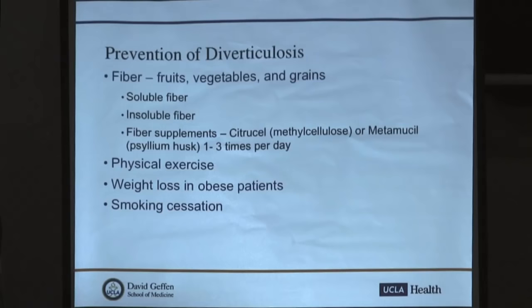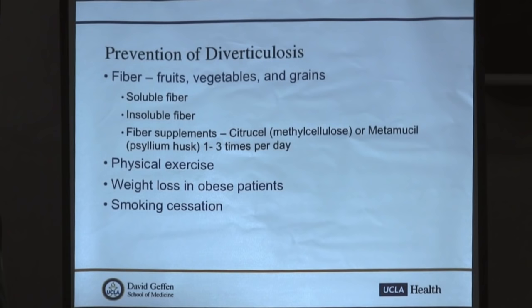So prevention of diverticulosis, again, as I mentioned, is fiber in terms of fruits, vegetables, and grains. The different types of fiber include soluble fiber, which dissolves easily in water. Examples include oatmeal, nuts, beans, apples, and blueberries. Then insoluble fiber passes almost unchanged, and examples include seeds and skins of fruit, whole wheat bread, and brown rice. Again, 20 to 35 grams are recommended per day. Physical exercise, weight loss in obese patients, and smoking cessation in smokers are also suggested.